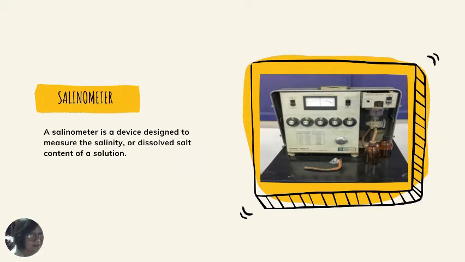Next, salinometer. A salinometer is a device designed to measure the salinity or dissolved salt content of a solution. Speaking of salinity, it refers to the quality or degree of being saline, a solution of salt and water. So, salinity refers to the concentration of salt solution. Salinometer is usually used in large manufacturing companies.